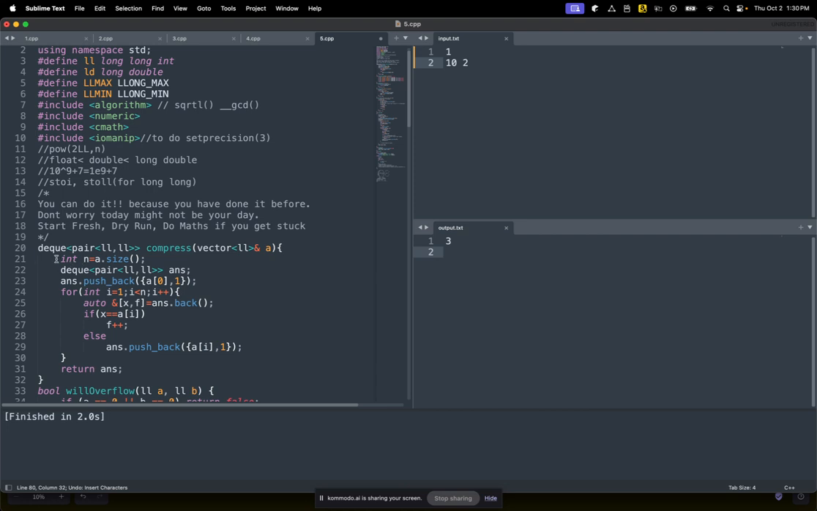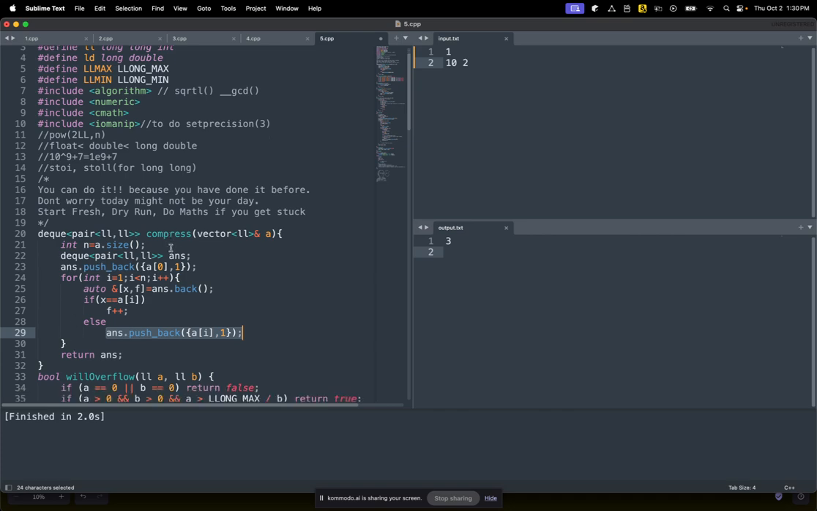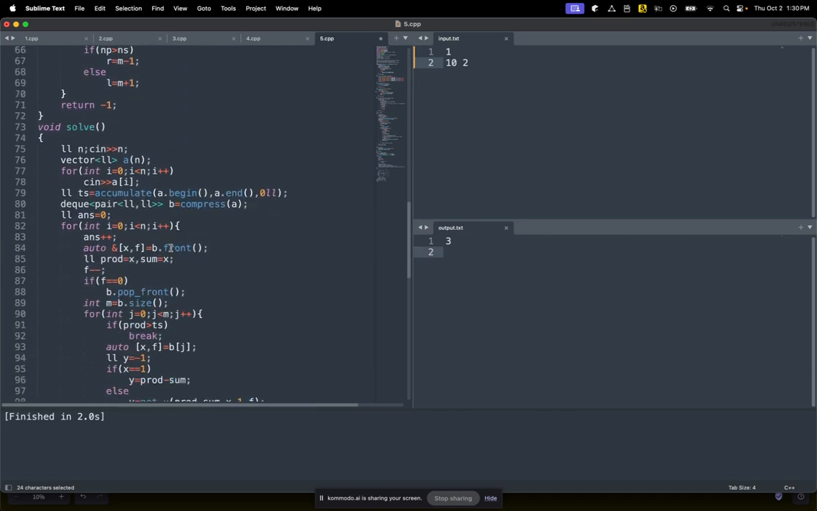Compress. What we do here is get the a dot size, create the answer variable. We push the first element, and for each next element, we see if it is equal to the last element. We do the last element's frequency plus plus. Else we add it to the answer variable, and finally return this answer. So hopefully this compress makes sense, and how we do the compression also makes sense.